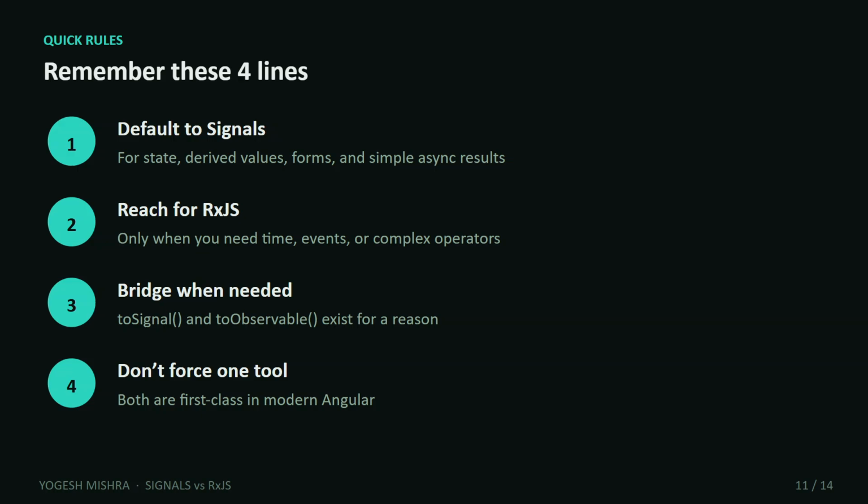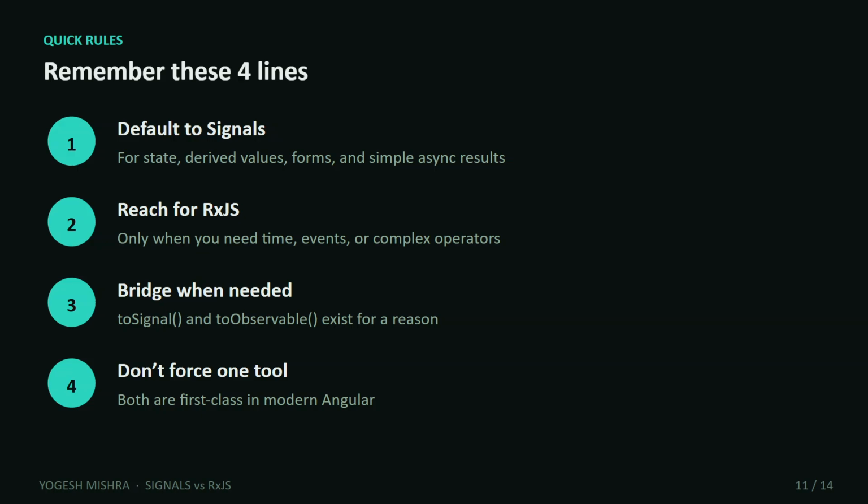Just remember these 4 practical rules. First, default to signals for state, forms, derived values, and simple HTTP data. Second, reach for RxJS only when you actually need time-based behavior, events, or complex operators.